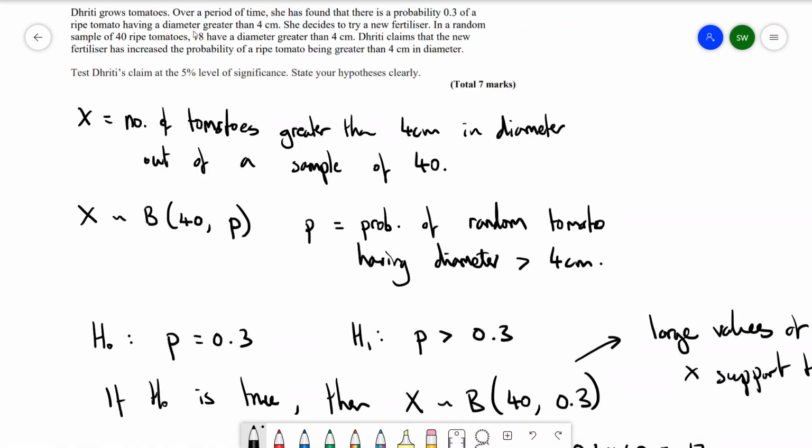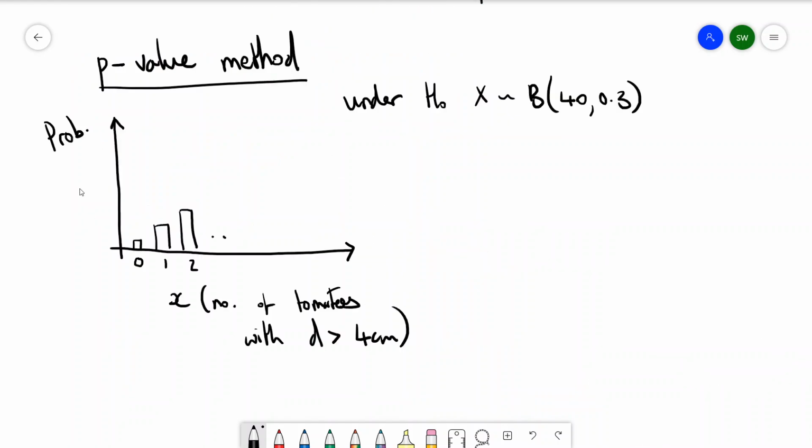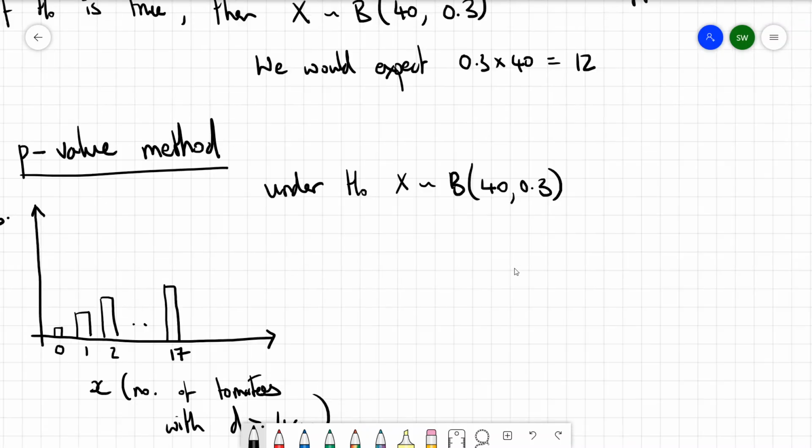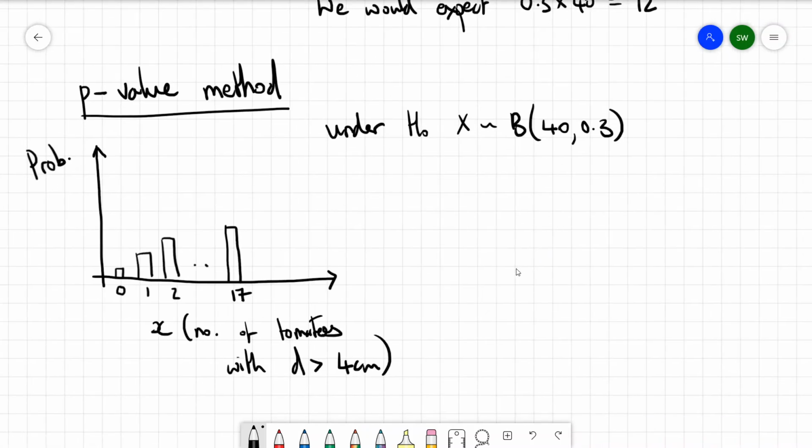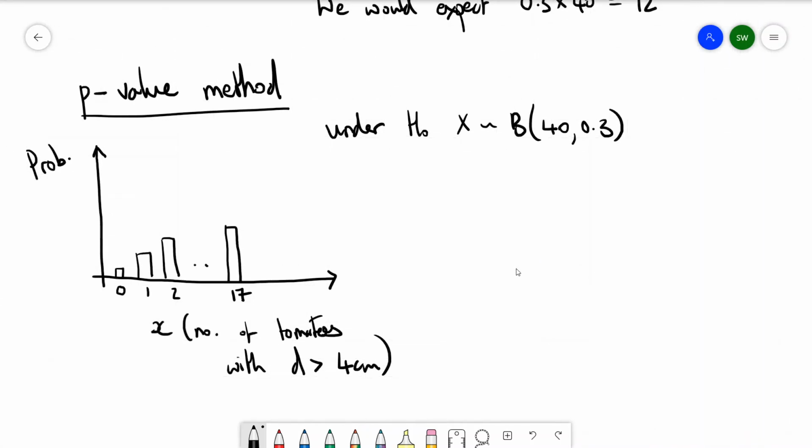Now we're interested in round about 18 because we saw 18 with a big diameter. It doesn't really matter how we draw this. We could have like 17. The highest probability is going to be around what we'd expect, which is 12, but I'm not going to draw that because we don't need it. And we could go all the way up to 40 because there's a probability associated with all 40 of the tomatoes having a diameter of more than 4 centimetres, although that's going to be really unlikely.